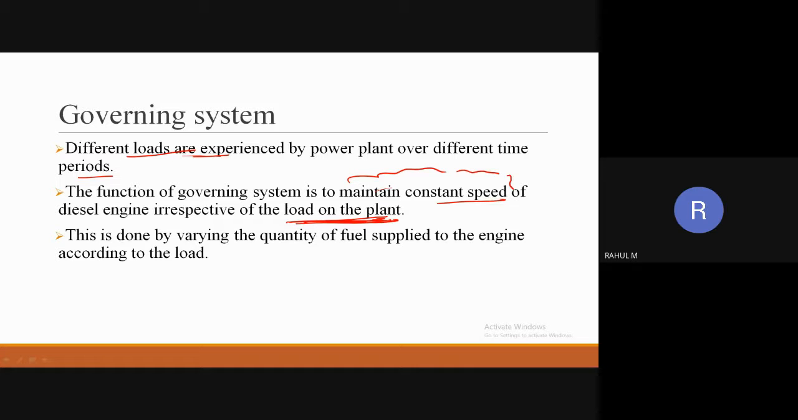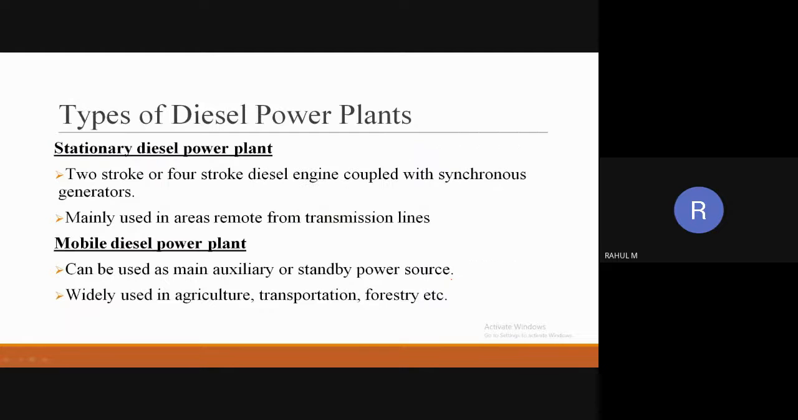You must have already studied the governing system in your earlier subjects, haven't you? Governing system. Right, yes. Okay, so that's it. This completes the basic diesel power plant.